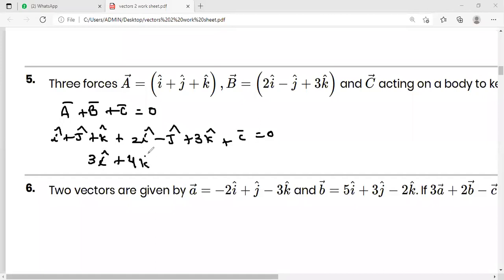Totally 4K cap plus C bar equal to 0. Then finally C bar is equal to minus 3I cap minus 4K cap. That is the answer for C bar.